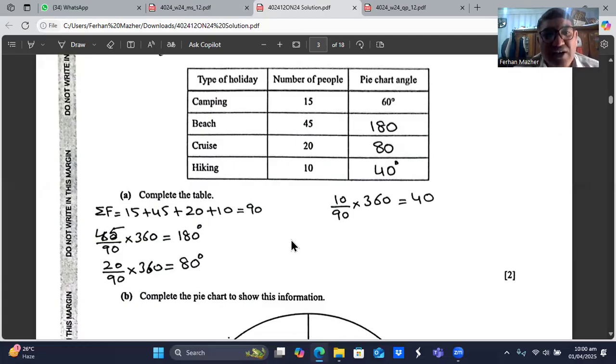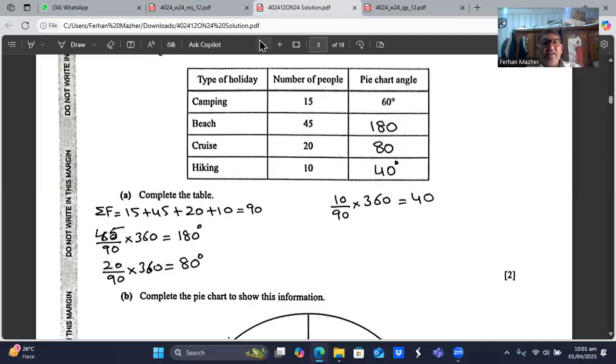For cruise, 20 people asked for the cruise. So 20 divided by the total of 90, multiplied by 360, gives the angle with which the cruise will be represented on the pie chart. That is 80. And for hiking, the 10 people: 10 divided by 90 multiplied by 360 equals 40. So you will write those angles here.